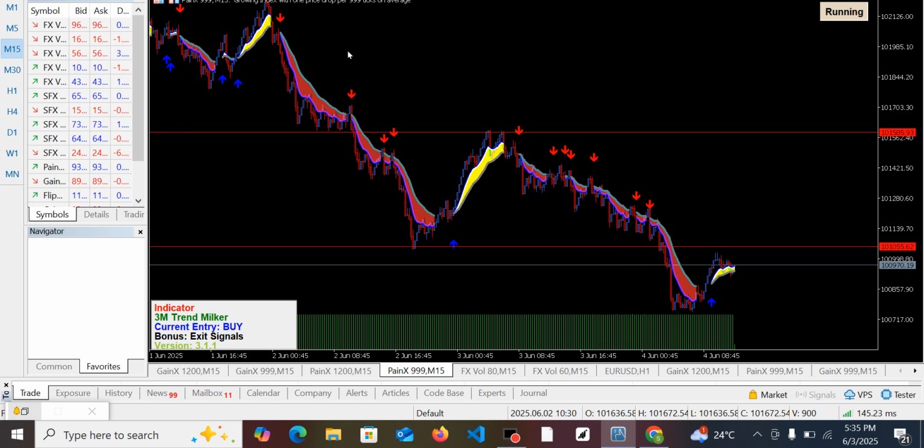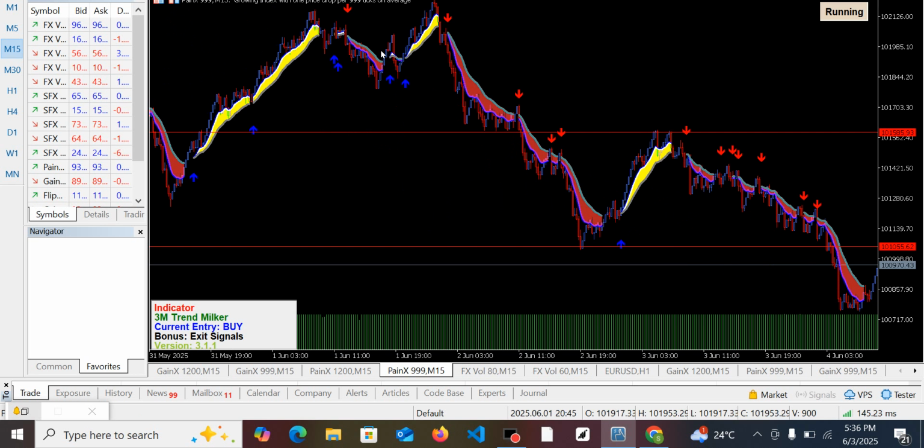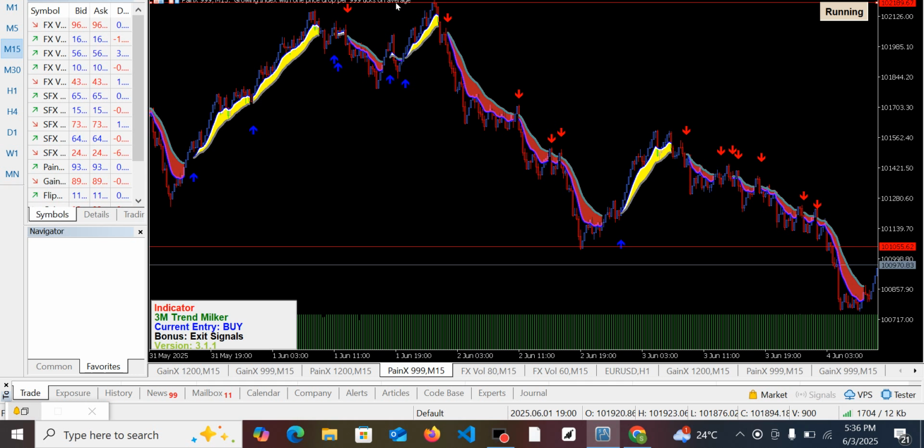And of course, right here for PAINX, you can see the best time to trade the spikes when trading PAINX is when the market is coming from the resistance zone, and of course it is on a downtrend. Okay, let's see it together, guys. This is the resistance zone.